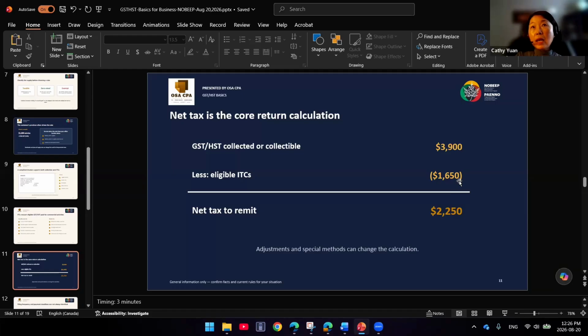For my business, I voluntarily opened the GST/HST account, just with zero revenue. Yeah, that's what I did.